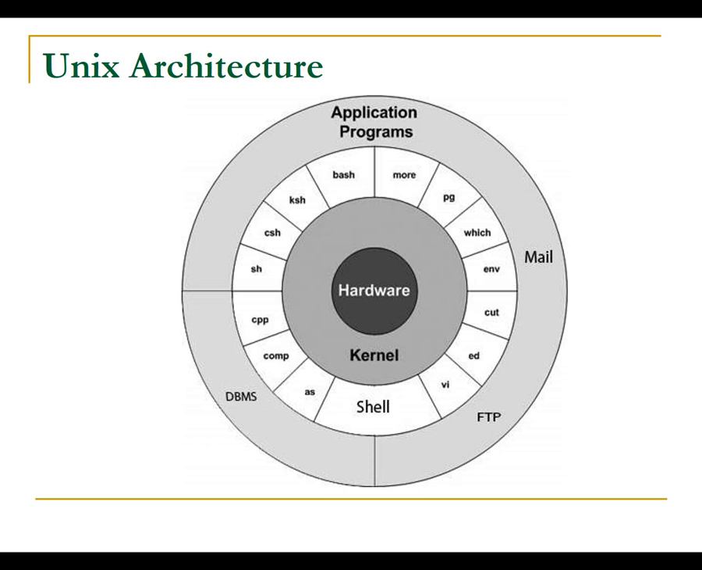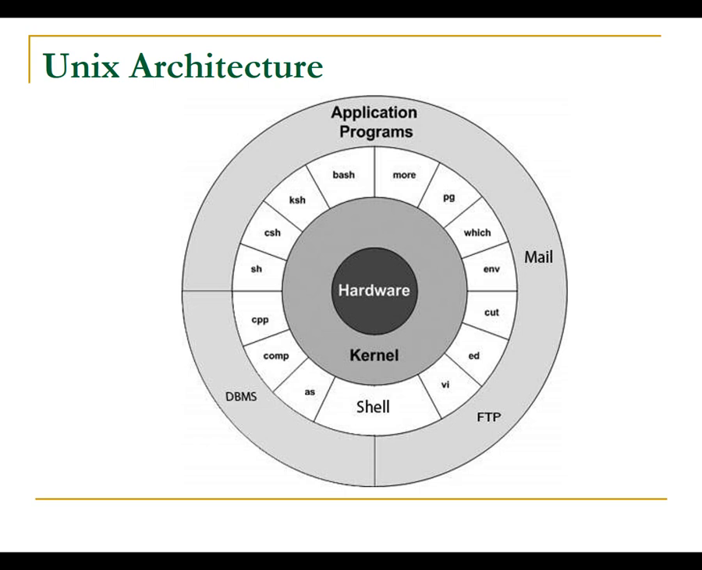some words like bash, more, pg, which, env, cut, ed, vi, shell, as, comp, cpp, sh, csh, ksh. All these are Unix commands. So the internal core contains various types of Unix commands. Be clear, here I have just mentioned a few of the commands. There are thousands of commands which are stored inside the second core part.